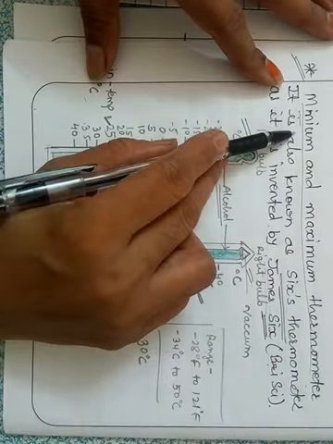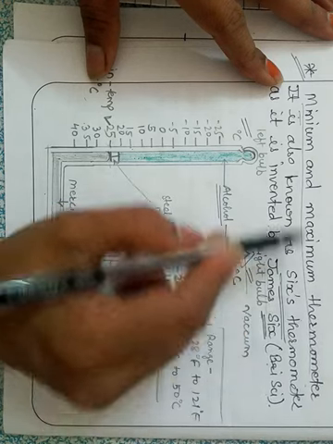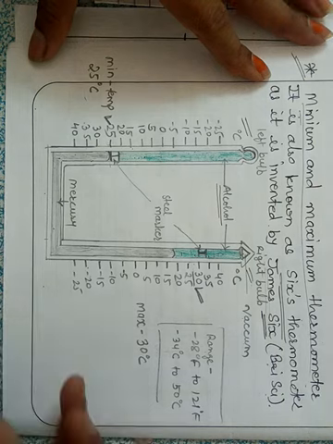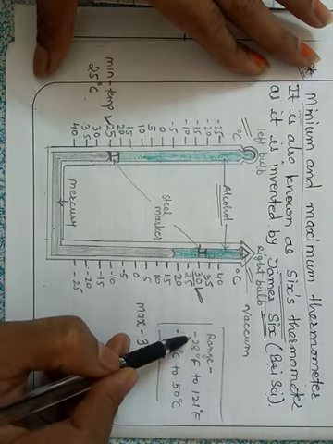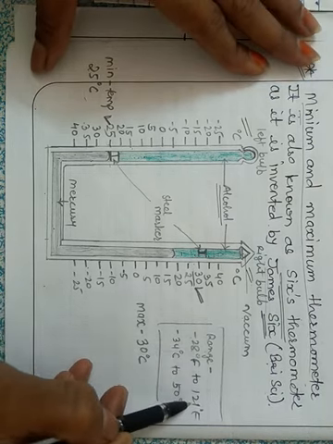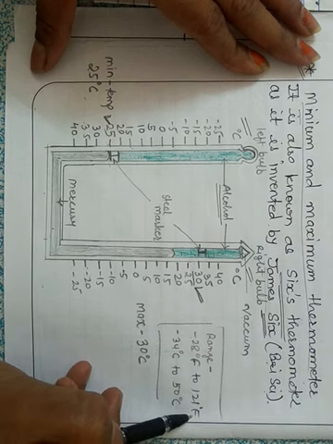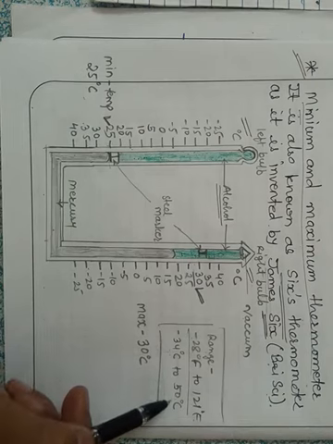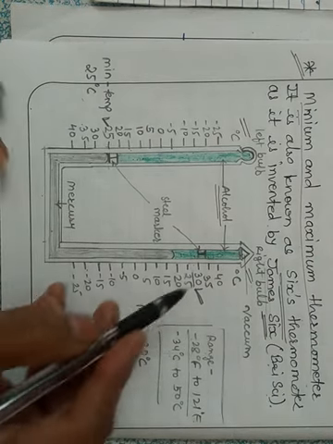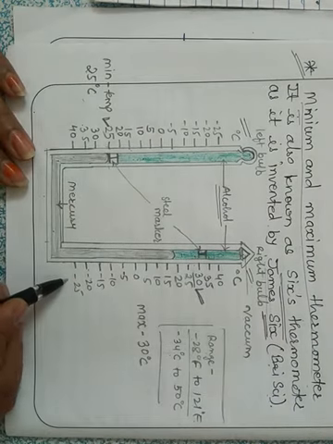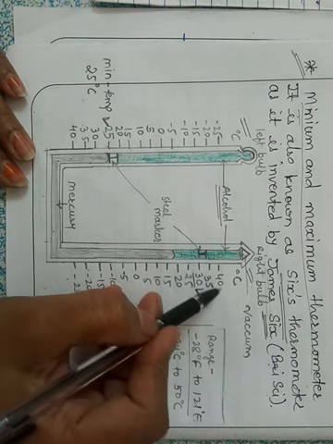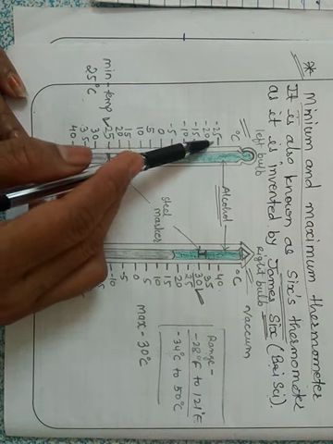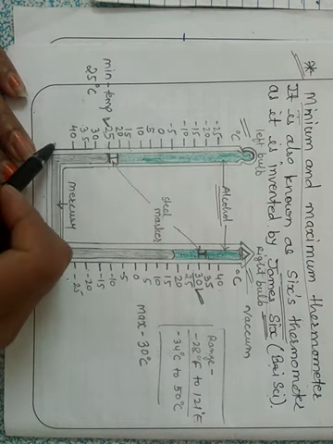So they find out the minimum and maximum temperature of the day by using this thermometer. The range of this thermometer is -28 degrees Fahrenheit to 121 degrees Fahrenheit, or in Celsius we can say -34 degrees Celsius to 50 degrees Celsius. Here the range of this thermometer is -25 to 40 degrees Celsius.